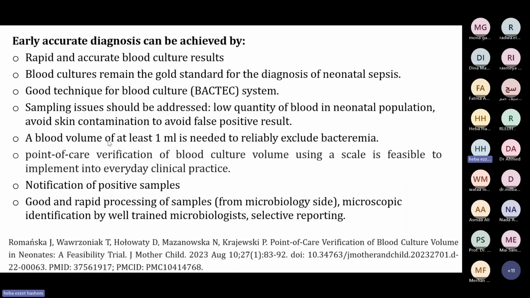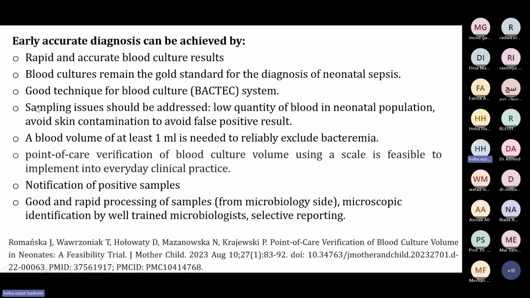The second part regarding neonatal sepsis: special points to be considered regarding early accurate diagnosis. It can be achieved by rapid and accurate blood culture results, and the blood culture remains the gold standard for the diagnosis of neonatal sepsis. We have to use good techniques and good methodology for the blood culture, like the BACTEC system in the obstetric and gynecological department and in the pediatric department for the diagnosis.